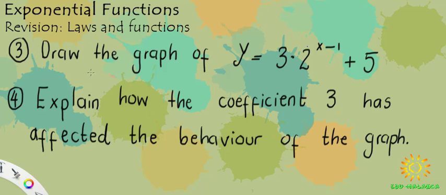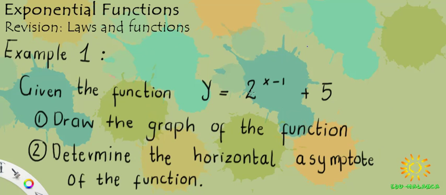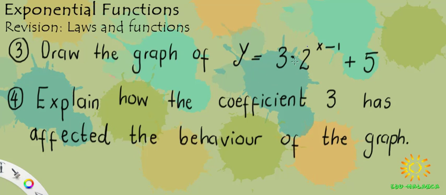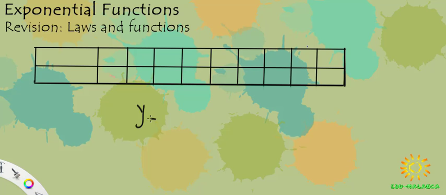The third question asks us to draw the graph of y is equal to 3 times 2 to the power of x minus 1 plus 5. This function is very similar to the one that we solved. The only difference is that the 2 has been multiplied by a coefficient of 3. Let's solve for the same domain and range values for this function. We'll again rewrite the equation. y is equal to 3 times 2 to the power of x minus 1 plus 5.